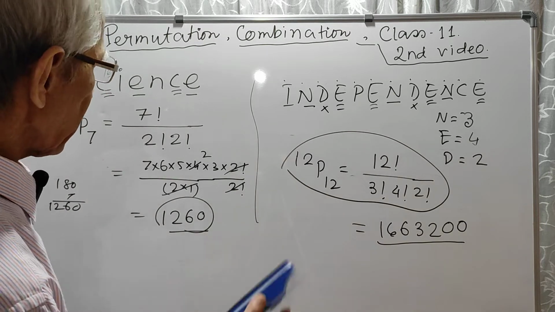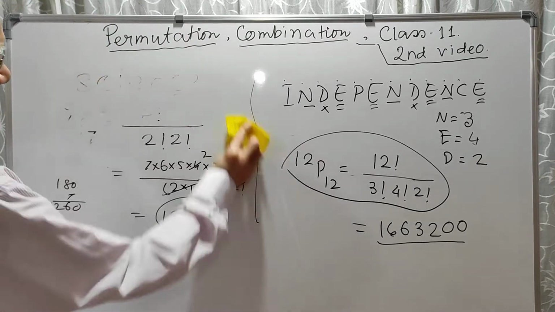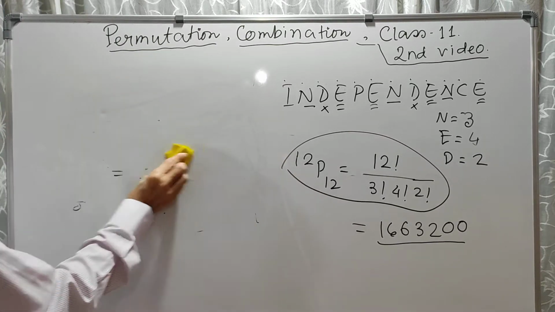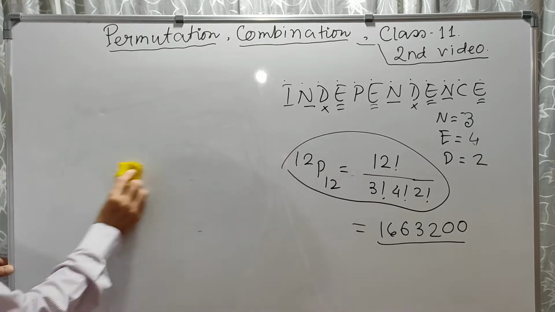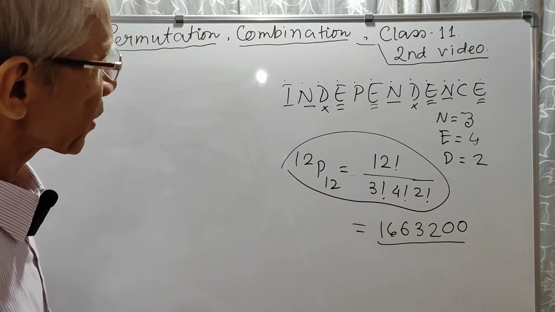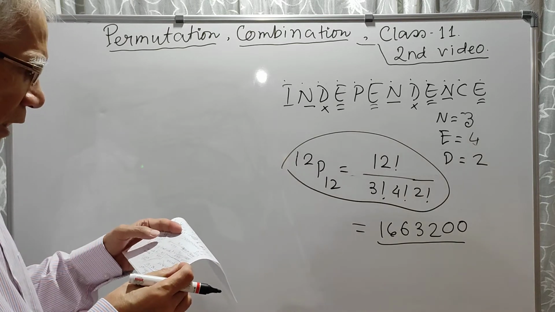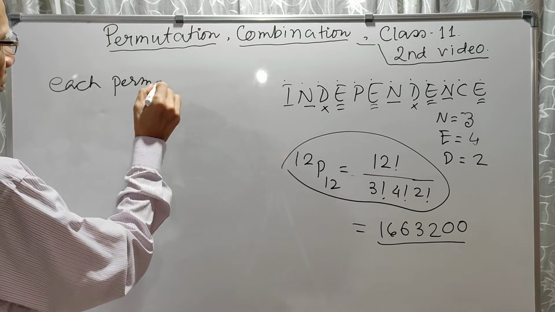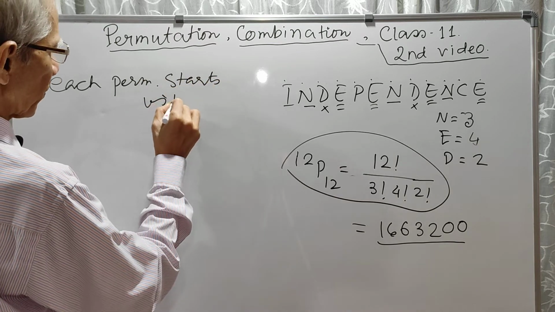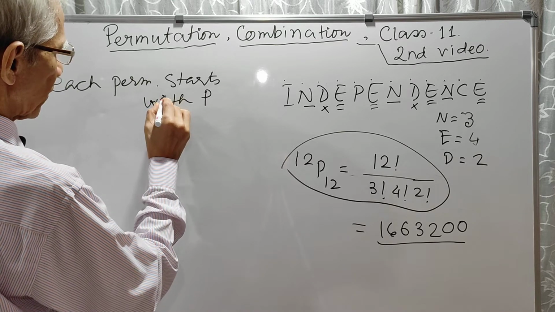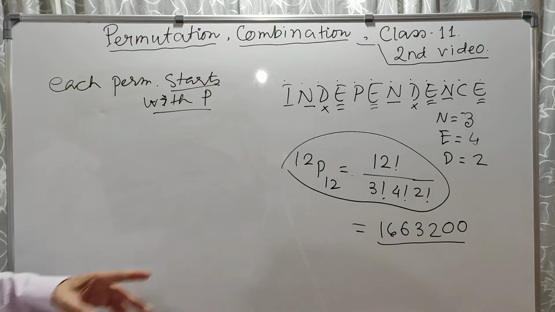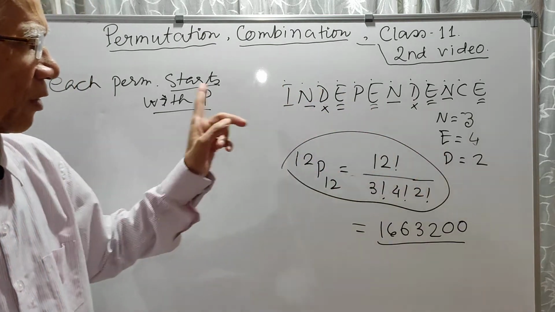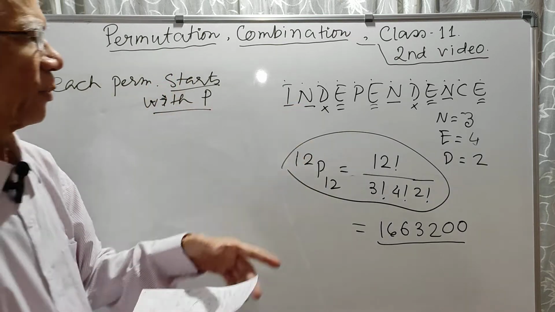Okay, now suppose in this question it is given, find the permutations of all the 12 letters such that each permutation starts with P. Suppose there is a condition given: find the permutations of all these 12 letters, with repetition of course, but one condition is there, each permutation should start with P. That means P should be in the beginning.